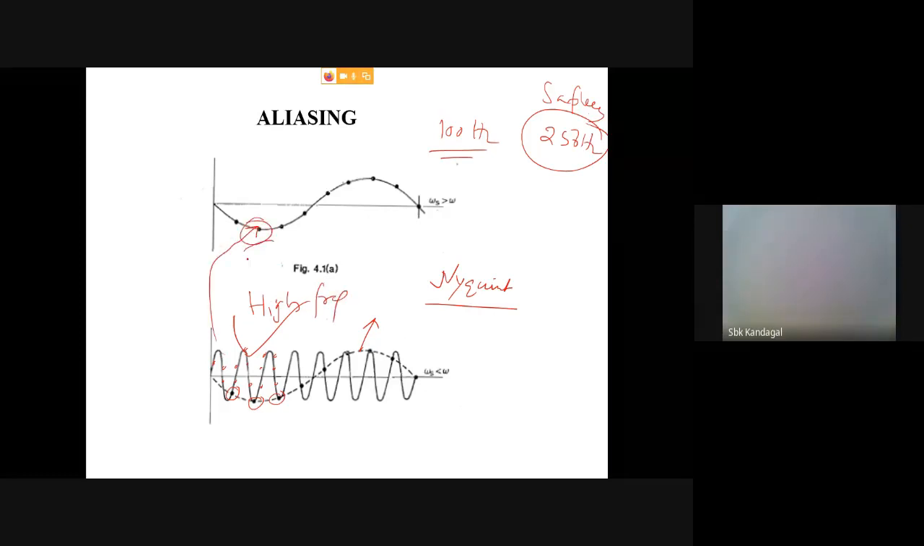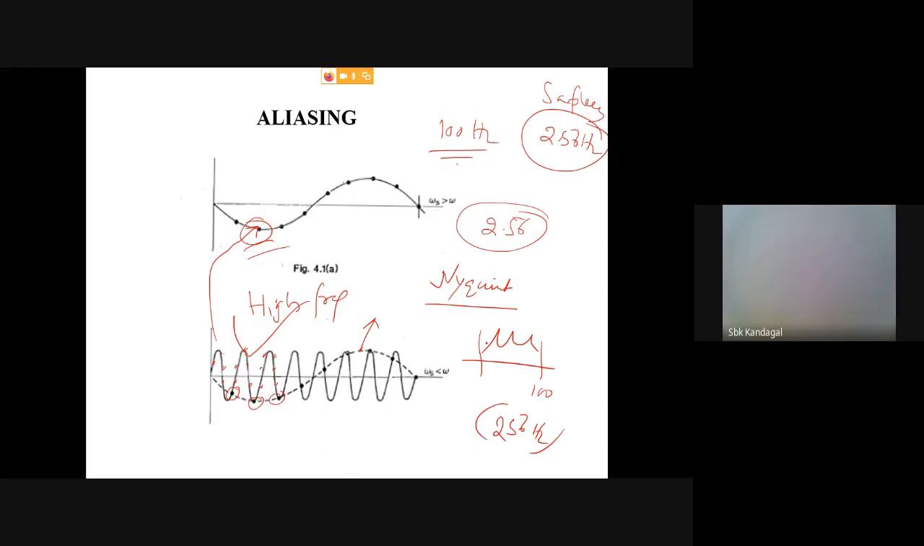To avoid this, it is better to sample at 2.56 times the frequency of interest. Suppose you are conducting an experiment up to, let us say, 100 hertz, you sample at a minimum of 256 sampling rate. Okay, that way you can avoid the effect of aliasing problems.